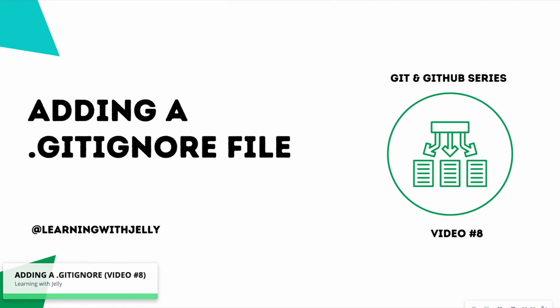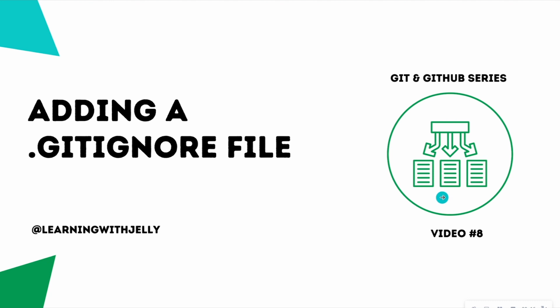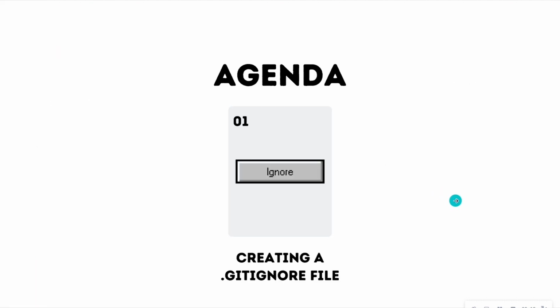Today is video 8 on how we can add a .gitignore file to our repository. This is the 8th video in our Git and GitHub series. So let's talk about our agenda for today. We're going to talk about why a .gitignore file is important, when to use it, and then we're actually going to create one for one of our repositories.